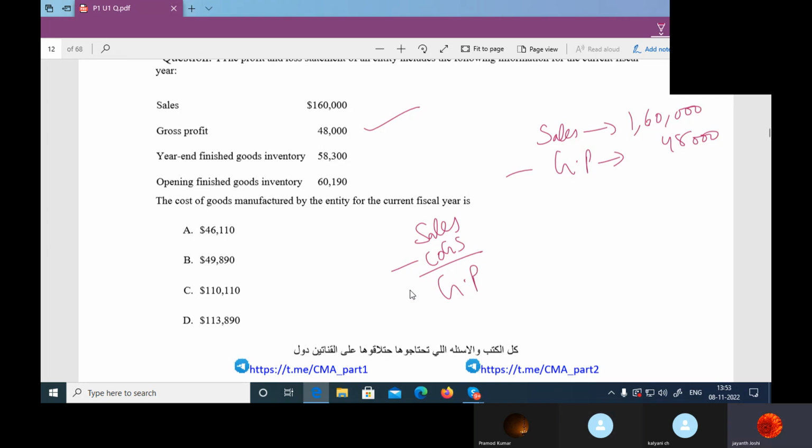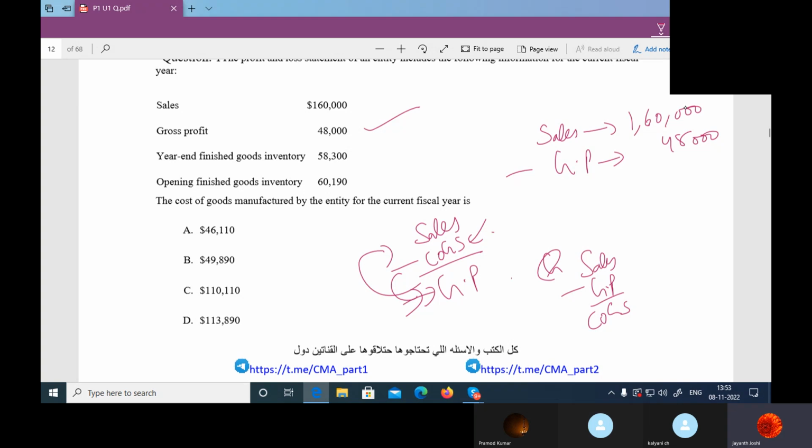But what has happened here now? They have given the year-end inventory, the closing inventory. They are asking to find out this one. Am I right? Yes, sir. Now we'll take this here and bring this here. So sales minus gross profit is COGS. Do you agree? Yes.